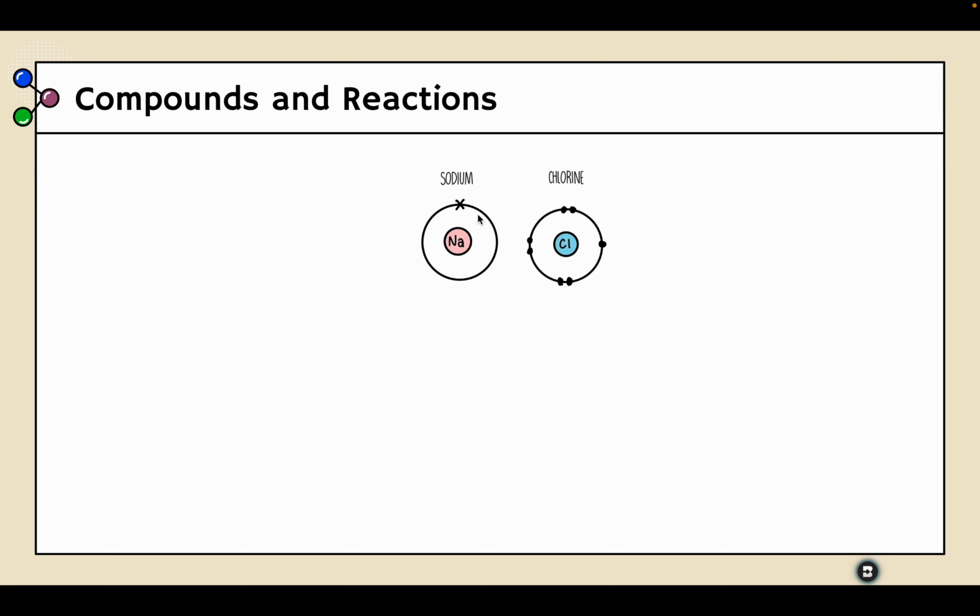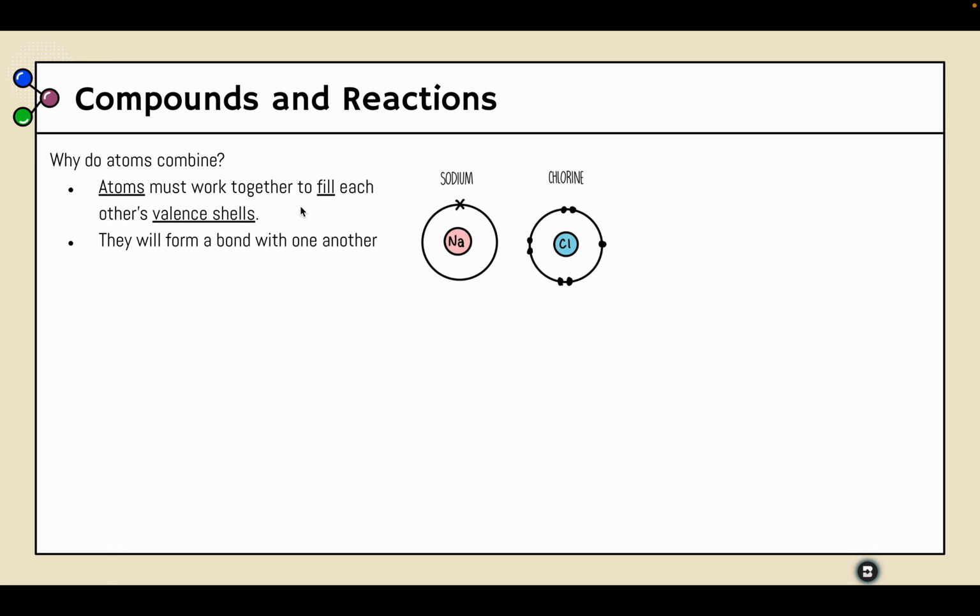Take a look at this sodium and chlorine. Sodium is a metal, chlorine is a nonmetal. We have them labeled here. The outer shell electron for sodium is the X, and chlorine has dots. Sodium has 1 outer shell electron, chlorine has 7 valence electrons. So, why do atoms combine? We said that atoms must work together to fill each other's valence shells. In other words, they're going to form bonds with one another.